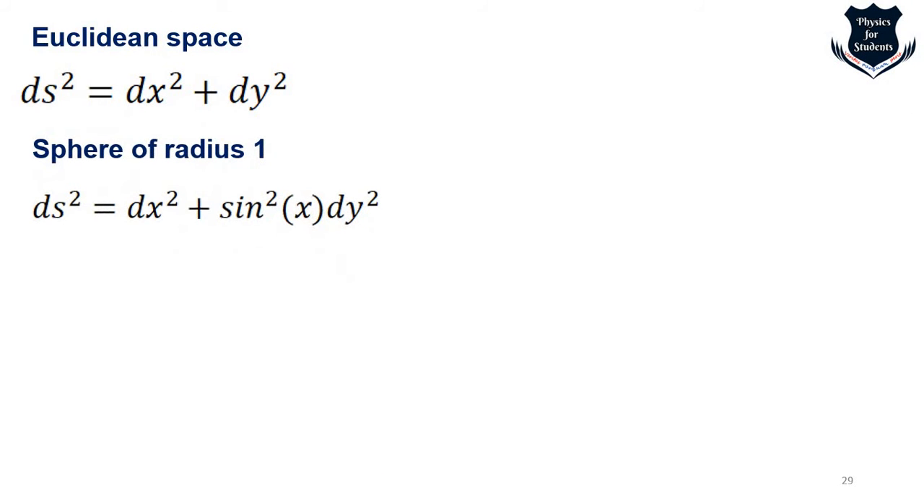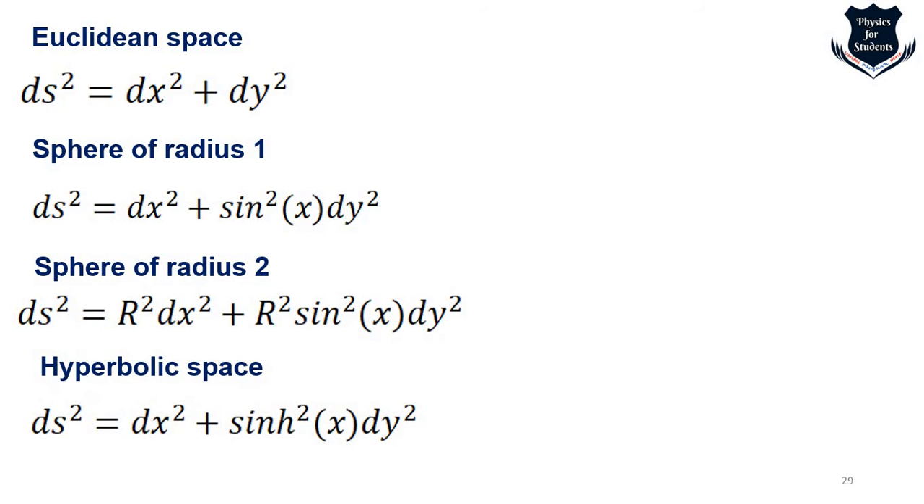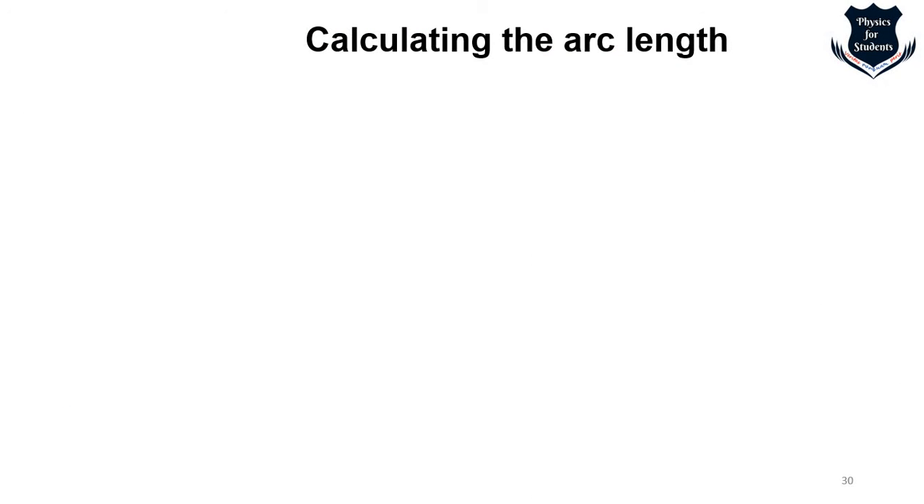And in Euclidean space, this sphere of radius 1 and radius 2, hyperbolic space, generalized Pythagorean theorem, and flat space time. Right. These are just equations, just to let you know how the equations would be changing because we are moving from Euclidean to non-Euclidean. Okay. Now we can use the same Pythagoras equation in order to calculate the arc length.